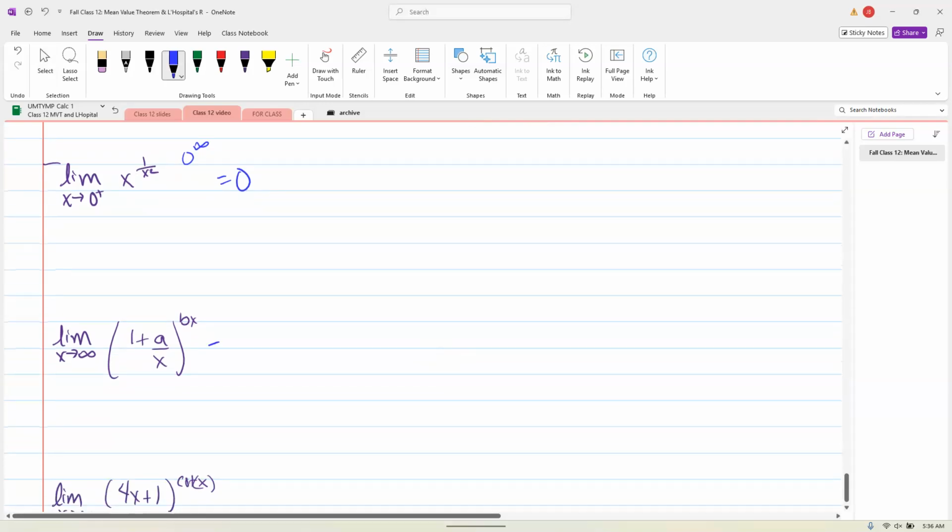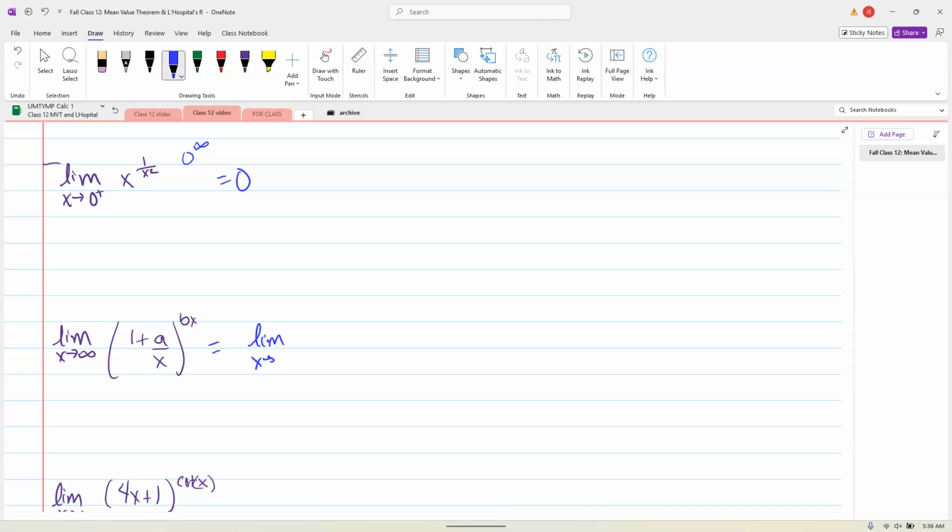Okay, if we rearrange this, the limit as x approaches infinity, I'm actually going to put this limit inside, and do 1 plus a over x all to the x, and then raise this all to the b, right? With continuity, and I'm going to guarantee you that we're going to get continuity out of this eventually, that we can retrospectively apply. We have something like this going on.